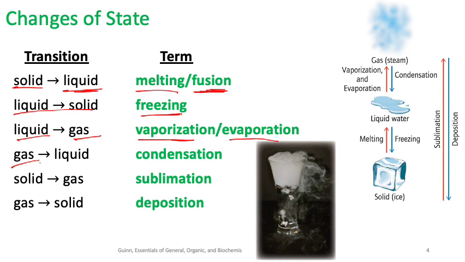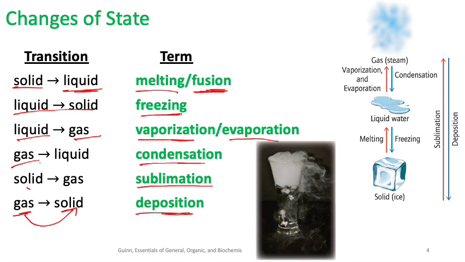From gas to a liquid phase, that is a condensation process. And if the matter which is in solid directly converts into a gas phase without going through a liquid, we call that process sublimation. And the last one: if that gas is directly converted back into a solid without again going through a liquid phase, we call it deposition.